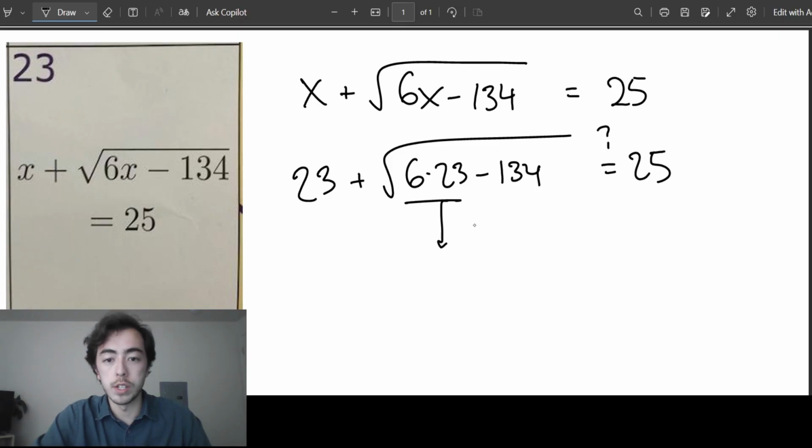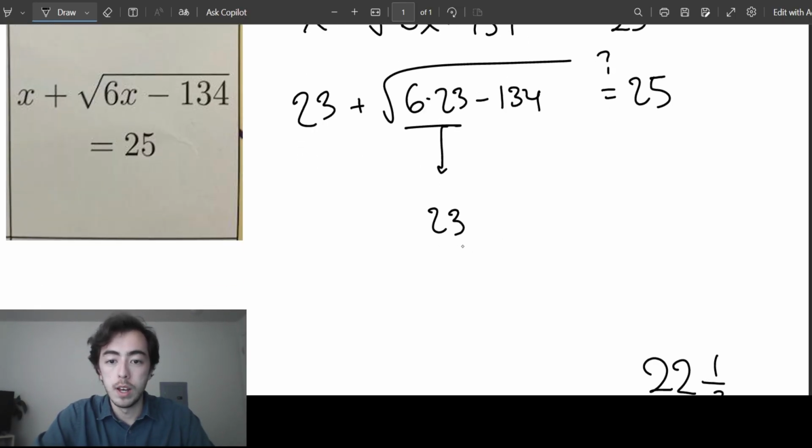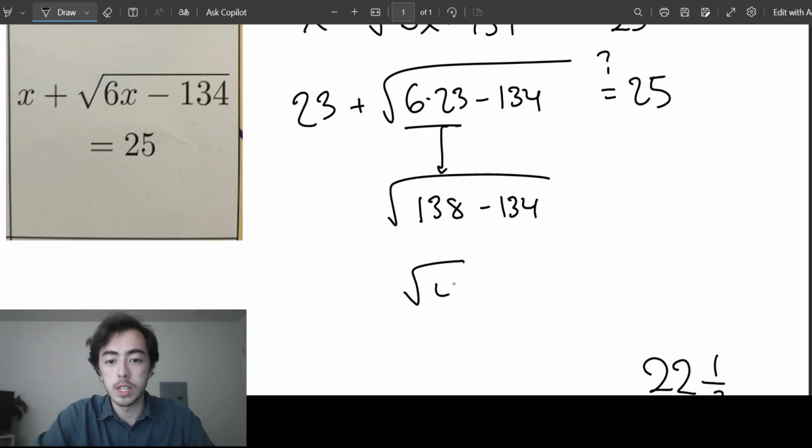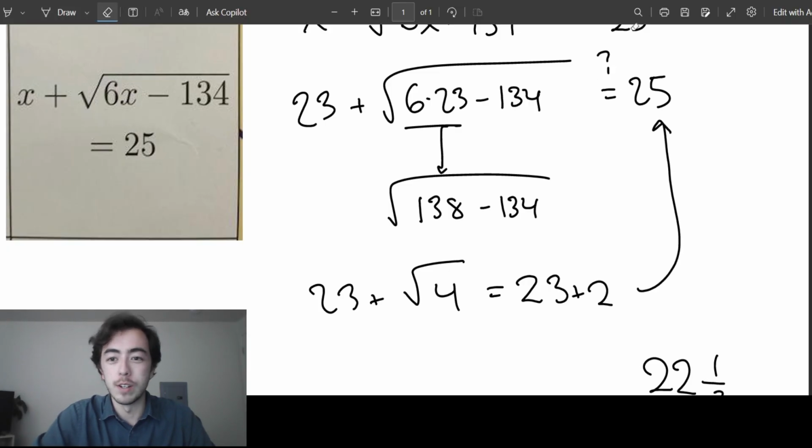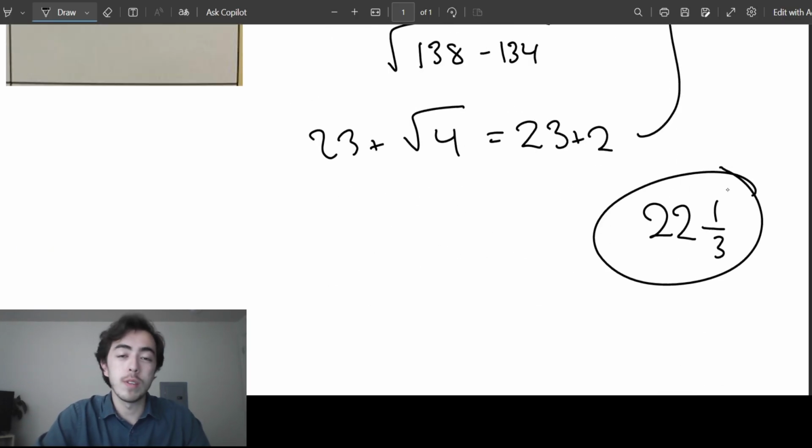We could just do this computation here. 6 times 23, we're going to get 18 plus 120. So that's 138. And then from here, I can tell that it is indeed equal to 25, because subtracting away the 134 from the 138 gives us 4. And then the square root of 4 is just 2. And then 23 plus 2 is just 25. So it all checks out. Essentially, the smallest natural number that we could even attempt for this problem happened to be the answer.